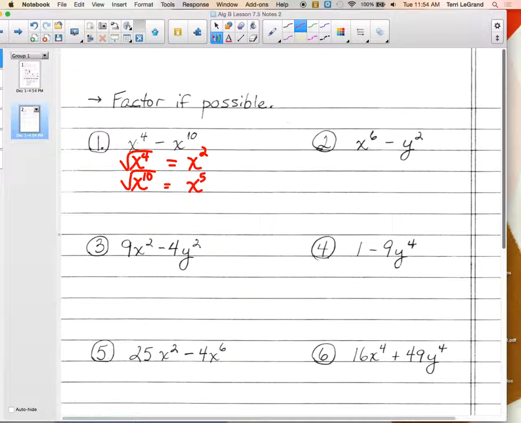Now remember, just like yesterday, both of our factors start with the square root of the first one, so both of them will start with x squared. Both of them will end with x to the 5th. One will have subtraction and the other will have addition. Does it matter which one? No, it does not matter, because they both have the same beginning and ending terms.